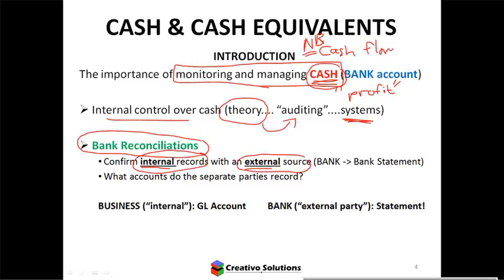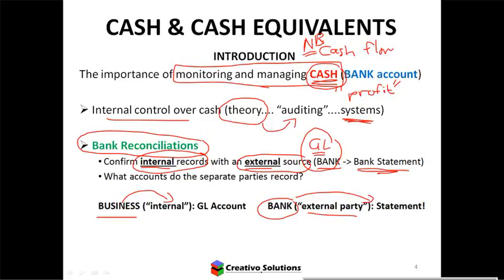What internal record do we have? We've got bank. What is bank? It's the general ledger account. And the bank statement is whose books? The bank's. External. So you've got two things: the general ledger bank, and the bank statement, which is the external party. There's the note. The business has the internal records, being the general ledger. The bank, which is the external party, will have the statement.